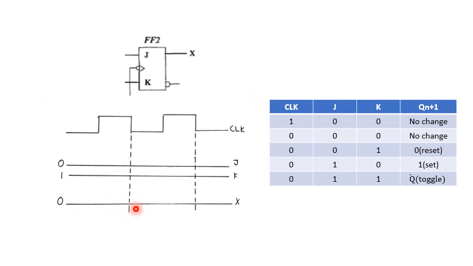So here will be 0 and continue until CLK2. The value for CLK2 is still the same because J is 0 and K is 1. So it will be 0, reset here. So the X here will be 0 and the X bar here will be 1.